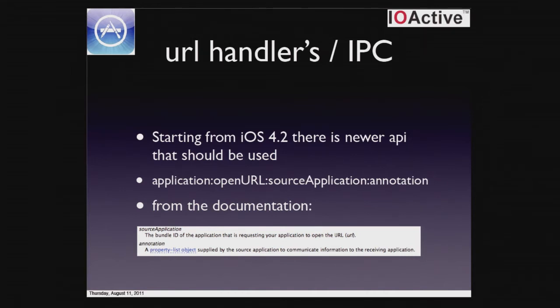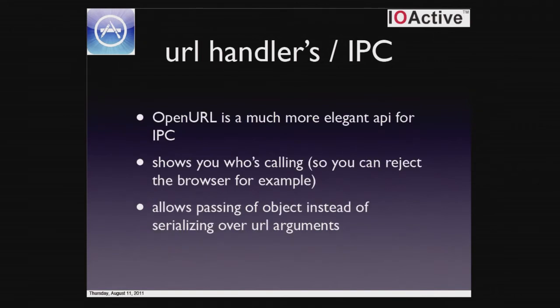The source application argument is actually kind of interesting because it tells you who's calling you. So now you can look at the source application and say, if this is Mobile Safari, I'm not going to handle this because it's some malicious website trying to send me stuff. You can build a whitelist of apps that you would support, or a blacklist of apps that you won't support. So openURL is definitely the better choice. It's a much more elegant API, and it allows passing objects instead of having to serialize and deserialize data between applications.